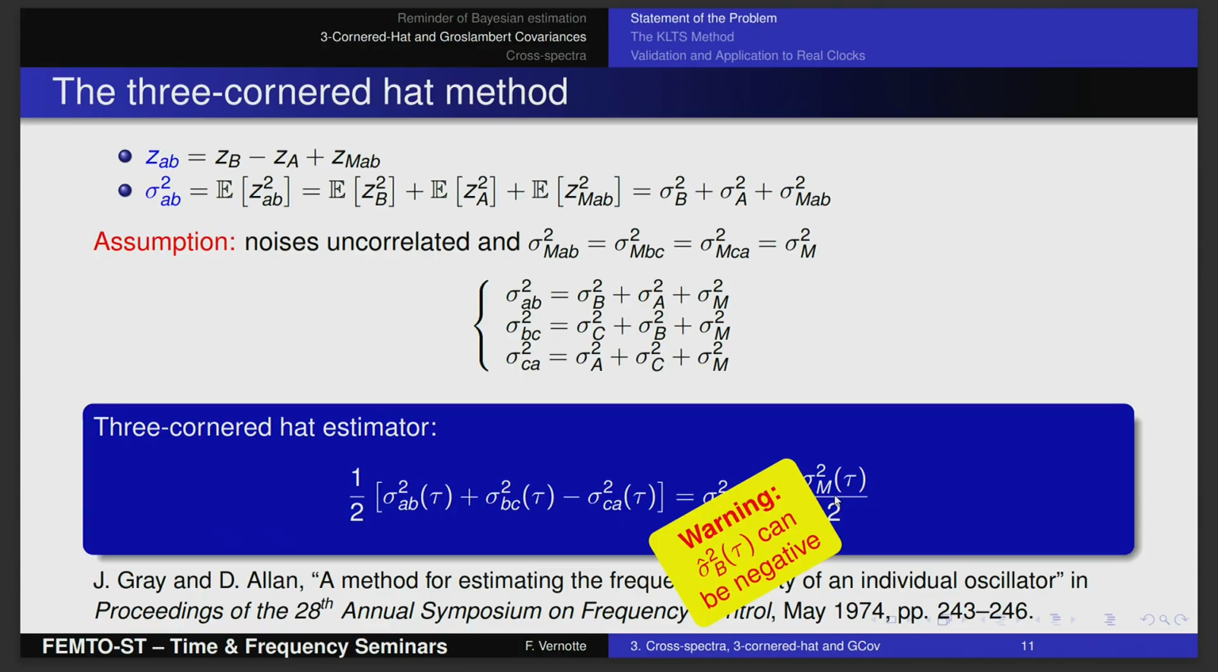Very important is the fact that these are mathematical expectations, but with a finite average, you have an estimate. You see that there is a hat each time; it's a finite estimate, a finite average. It can be negative, because sometimes, if the noise of clock B is very low regarding clock A, the uncertainty of clock A can hide the noise of B.